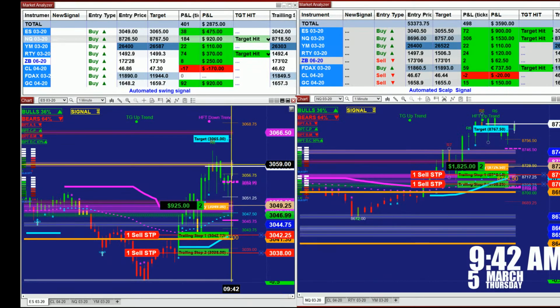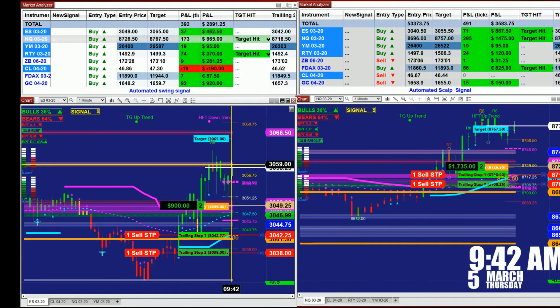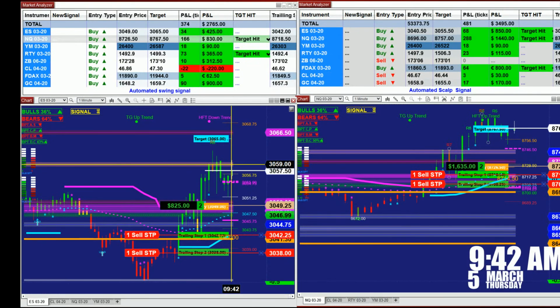If we are breaking exactly that number here, the 30.59 level, that means we are going to the second stage, which is 30.66.50, and then you kiss it goodbye. The party is over on the ES. Absolutely, the party is over on the ES.